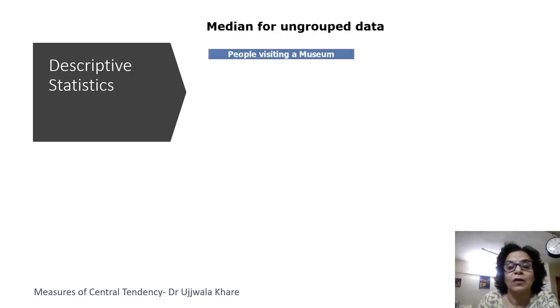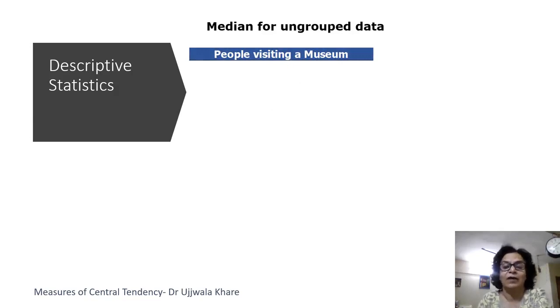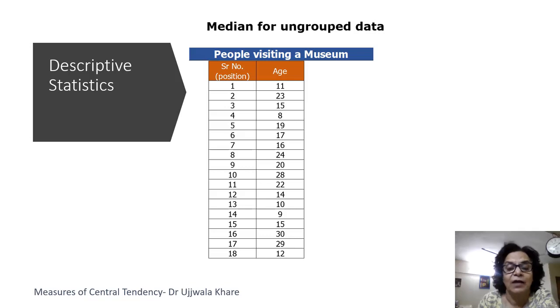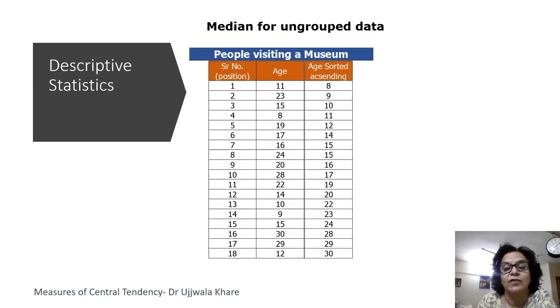So how do we calculate the median for ungrouped data? We have an example of people visiting a museum. So we have 18 data points and the ages of the people are there. Now here, as you can see, they are not arranged in a sequence. So first thing is we have to sort it based on ascending value. So we can see that the lowest age is 8 and the maximum age is 30 years.